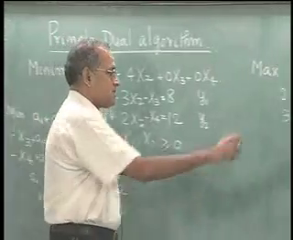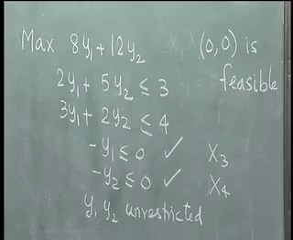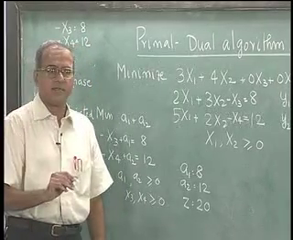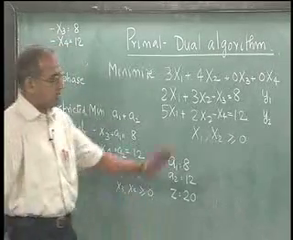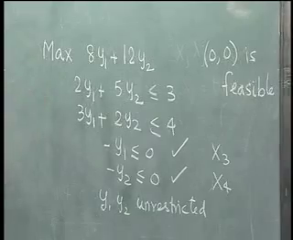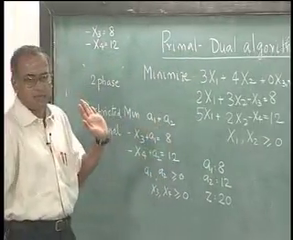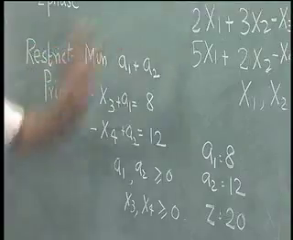Because if there is a feasible solution to the dual, there is a feasible solution to the primal, and they satisfy complementary slackness, then they are optimal to primal and dual respectively. So, this method will start with a feasible solution to the dual, apply complementary slackness, create a restricted primal, and if the restricted primal is feasible, then it is optimal.